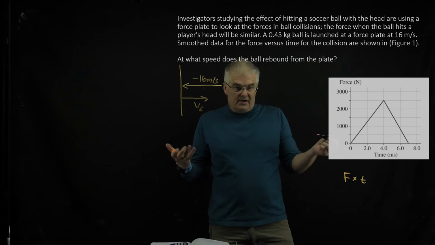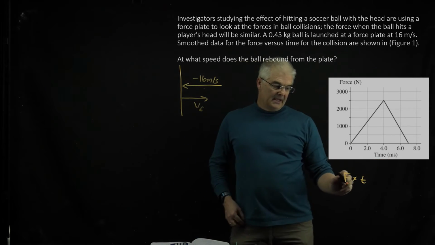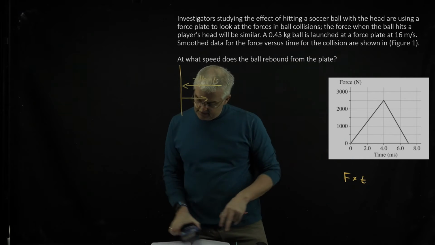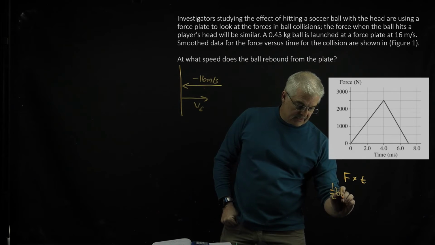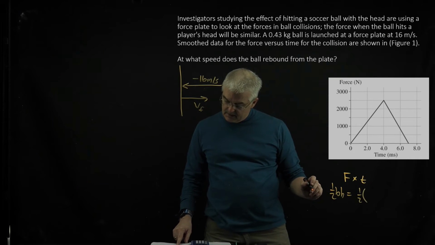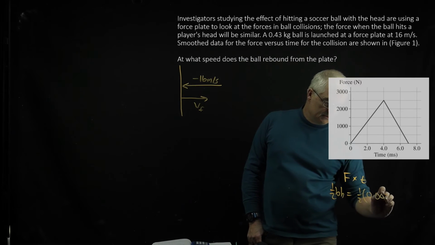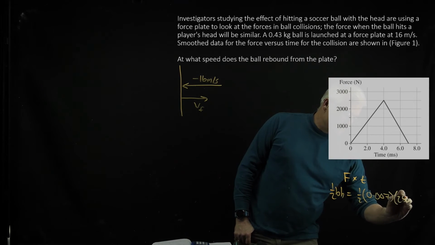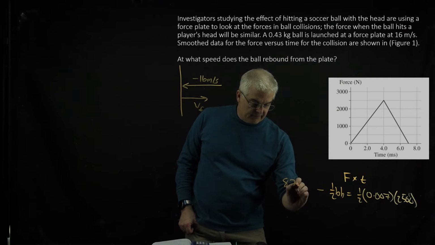And if you look at a triangle, you have force on the vertical axis, and on the horizontal you have time. And note the time is in milliseconds. For a triangle, it's 1/2 base times height. And so it'd be 1/2 times your base, which is 0.007 seconds. That's 7 milliseconds. Do you see that? Times 2,500. And there I got an impulse of 8.75.